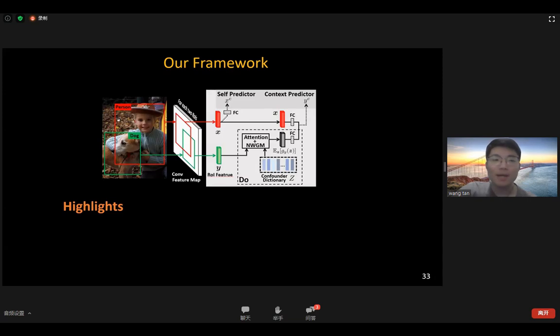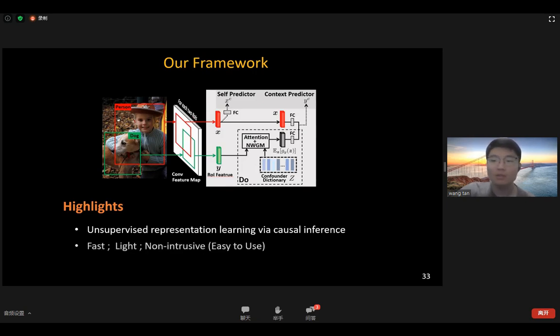Our framework has three highlights. First, we combine the causal inference with unsupervised learning to study the visual common sense knowledge. Second, the designed model is fast, light, and non-intrusive. By non-intrusive, we mean easy to use, just feature concatenation. Third, we achieved SOTA performance on 3 downstream tasks.